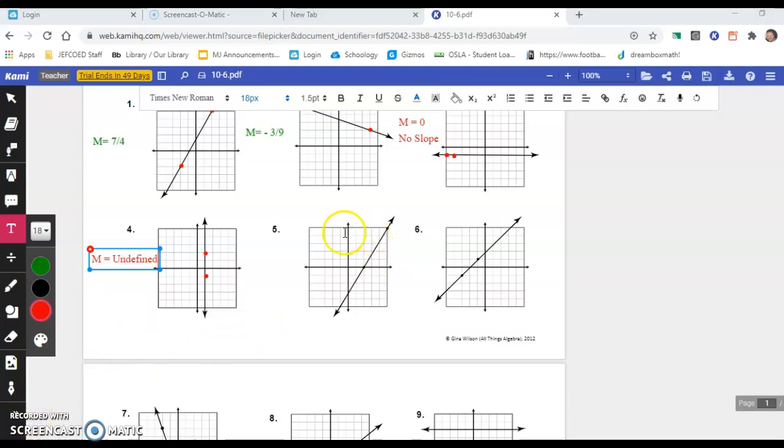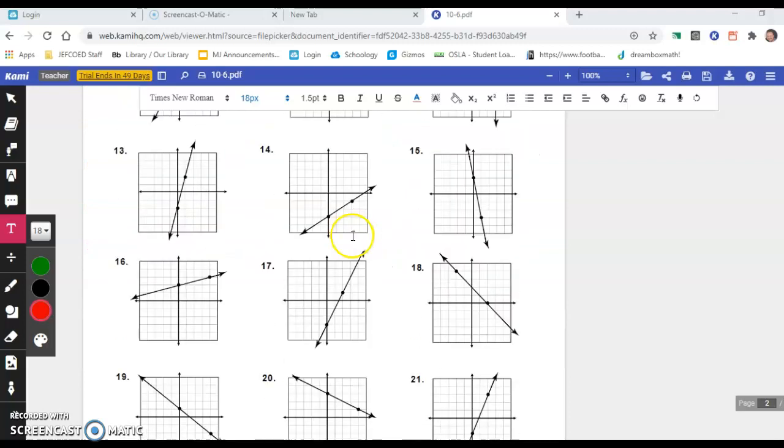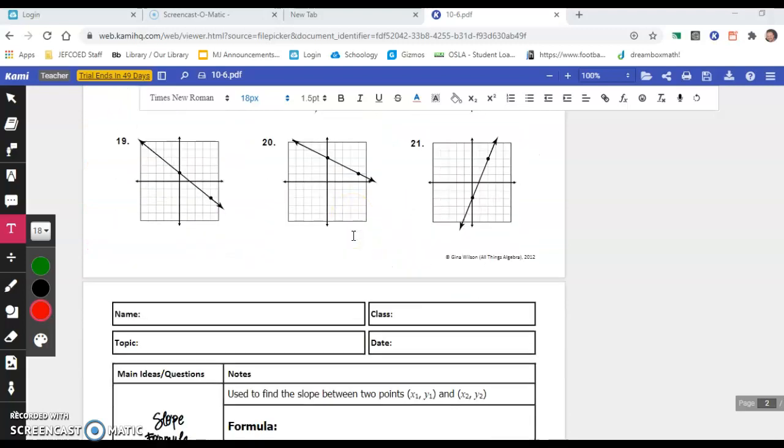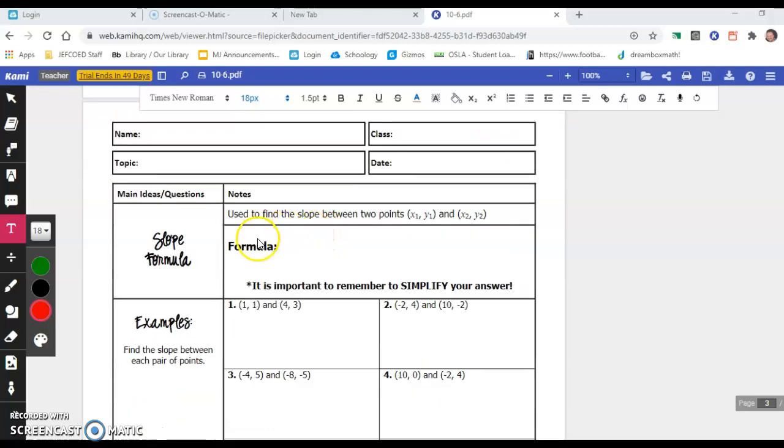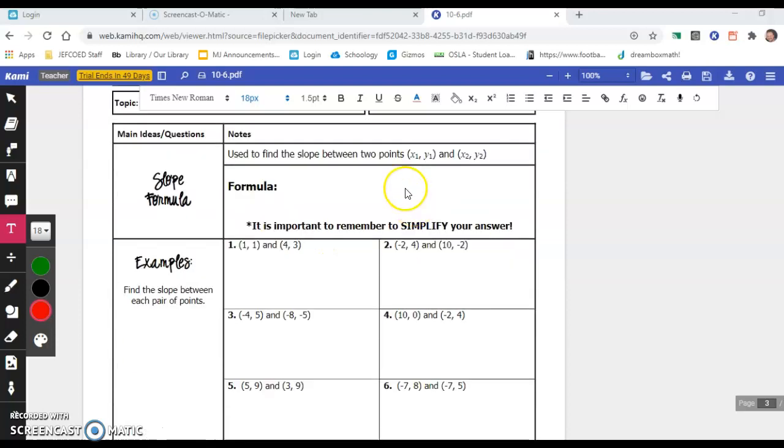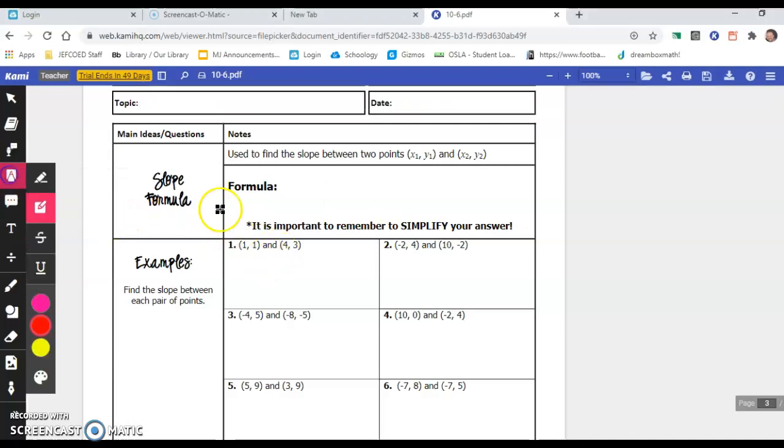All right, now, like I just said, guys, I'm going to let y'all finish 5 through 21 on your own in just a second. But the next thing that we're going to look at is slope formula. So how to find slope using a formula if you are given some multiple points on a line. Okay? So right here, guys, important to know that we're looking at slope formula. Okay? And that formula is used to find the slope between 2 points.